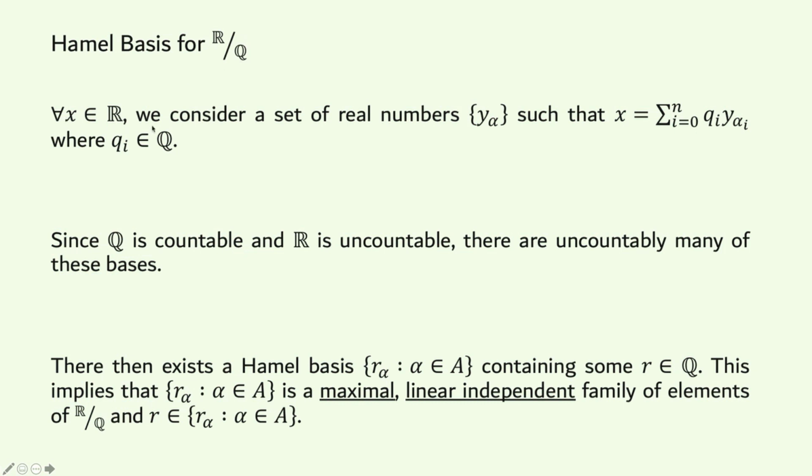And so for all x in R, we're going to consider a set of real numbers y alpha such that x can be written as a linear combination of the elements of the set, where obviously all the scalars are rational numbers because we're working over the field of rationals. And since the rational numbers are countable and the reals are uncountable, there are actually uncountably many of these bases, right? And so there has to exist a Hamel basis r alpha, where alpha is in some set, containing some rational number r. And since it contains the rational number r, it implies that it's a maximal linearly independent family of elements of R over the field of rationals, and that r is part of this set, right?